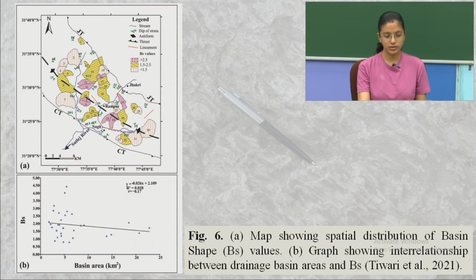The figure shows the map of basin shape values. The value ranges from 0.7 to 4.42 with higher values ranging towards high tectonic activity. And to quantify our data, we did some regression analysis between basin shape and basin area and got a negative correlation value of minus 0.17, indicating no influence of basin area on the basin shape values. Also, we got a coefficient of determination value of 0.028, indicating only 2.8% change in basin shape values with basin area. Thus, it can be confirmed that there is no influence of basin area on the value of basin shape.